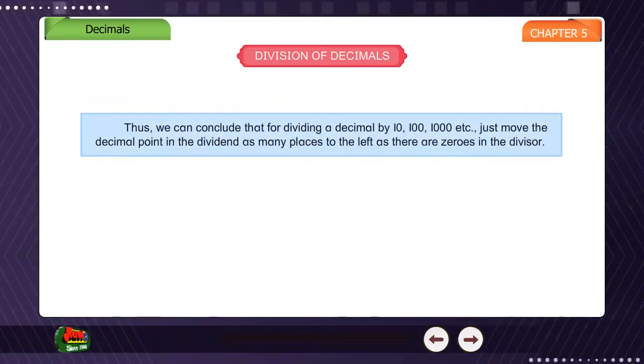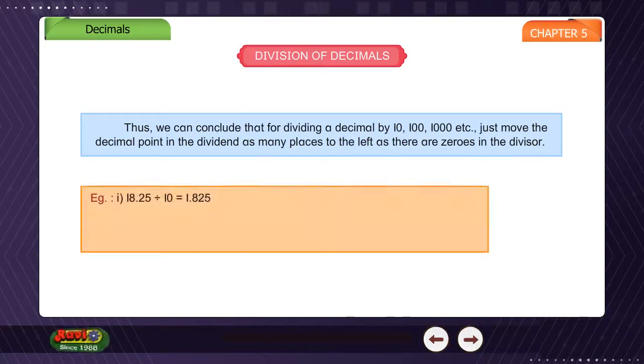Thus, we can conclude that for dividing a decimal by 10, 100, 1000, etc., just move the decimal point in the dividend as many places to the left as there are zeros in the divisor. Example. 1. 18.25 divided by 10 is equal to 1.825. 2. 0.9 divided by 100 is equal to 0.009.